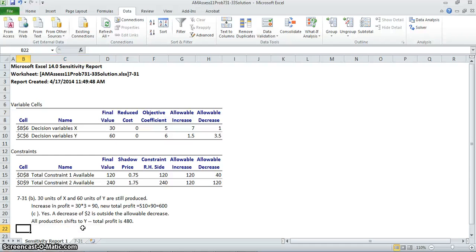Let's look at the questions posed in problem 733 regarding this output. Question A says, how much could the profit on x increase or decrease without changing the values of x and y in the optimal solution? So again, we're looking here at the allowable increase and decrease. Profit per unit can increase up to $7 without changing the optimal solution, but can only decrease by $1 before the optimal solution should change.